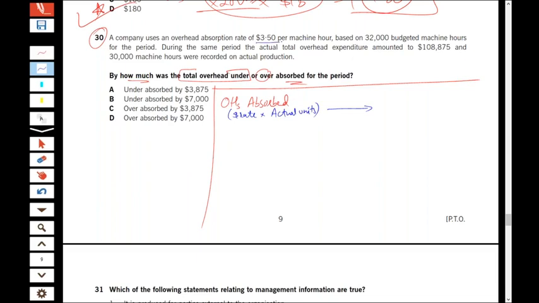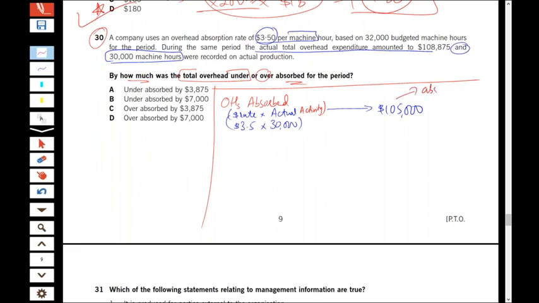Your rate is 3.5 per machine hour. I should not write units; I should write actual activity. So your rate is 3.5, and your actual activity is 30,000 machine hours. So 3.5 multiplied by 30,000 is 105,000. This was the overhead absorbed. Absorbed means charged at the start of the period. At the start of the period, I assume 105,000 as my overheads.